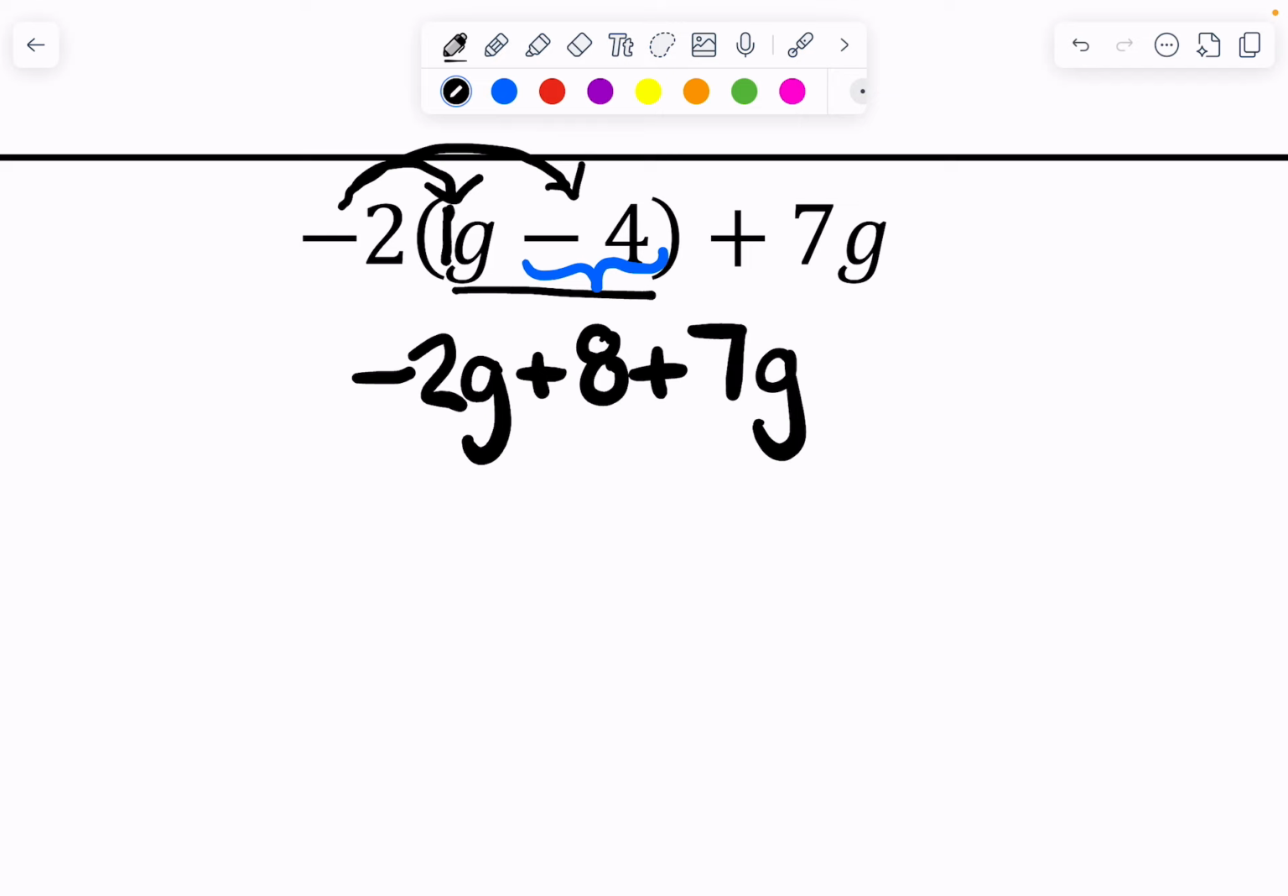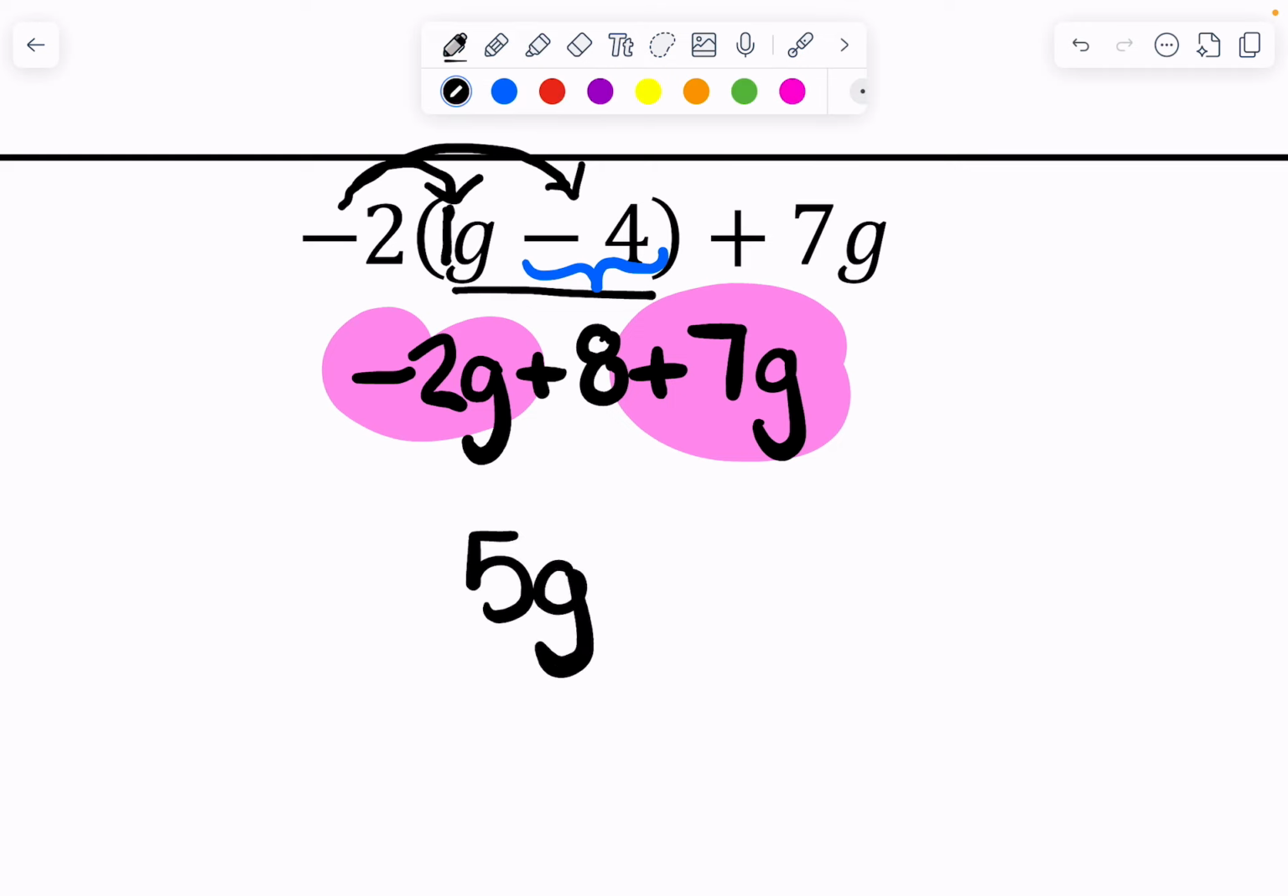So when we look, I have some like terms. I have negative 2g and positive 7g, which can combine to be 5g. And then I have my constant of positive 8, so I can write that as plus 8.